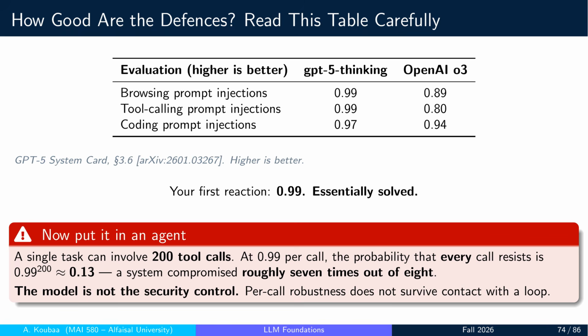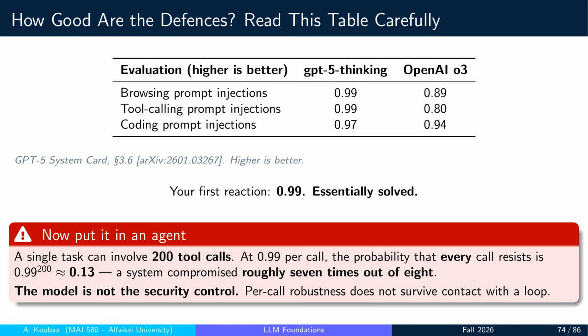Now stage 2. Put that number inside an agent and do the arithmetic with me. A single task can involve 200 tool calls. At 0.99 per call, the probability that every single call resists is 0.99 raised to the power 200. What is that? About 0.13, 13%. So the system survives the whole task roughly 1 time in 8. It is compromised 7 times out of 8.